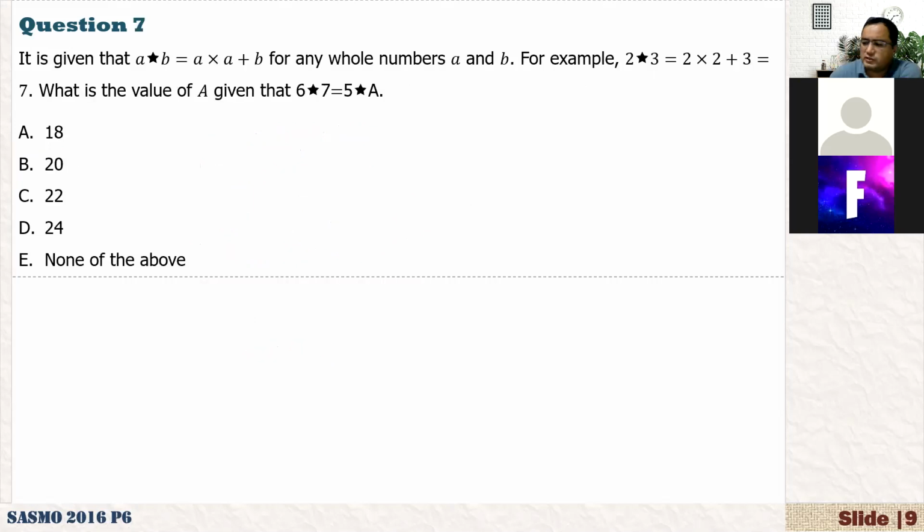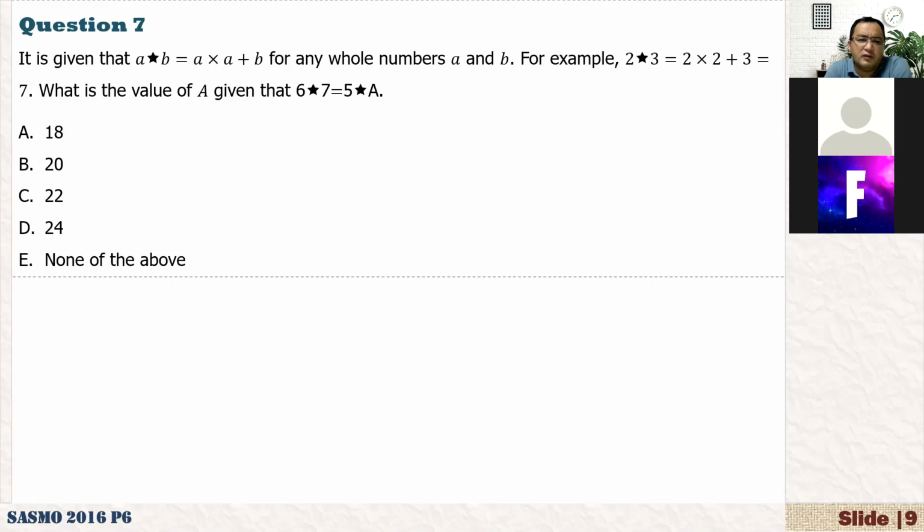Right, Wagif, can you read the question and tell us what you understand from this question? Yes, Mister. It is given that A star B equals A times A plus B for any whole numbers A and B. For example, 2 star 3 equals 2 times 2 plus 3. What is the value of A, given that 6 star 7 equals 5 star A?